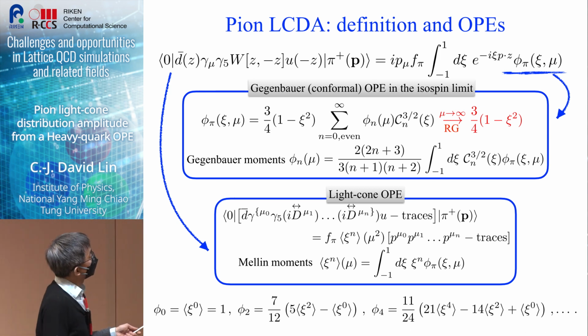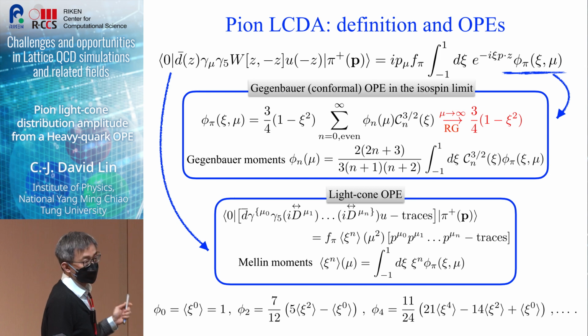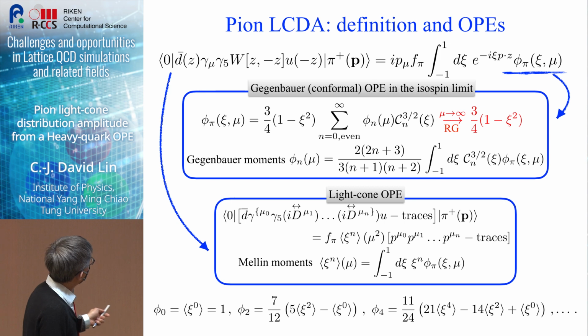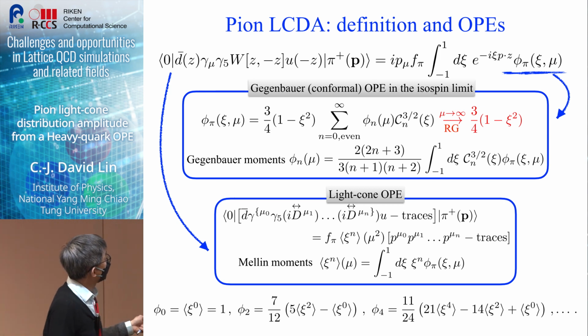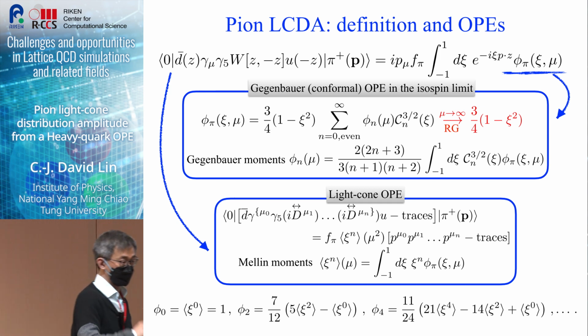On the left-hand side of this formula, you have this matrix element of a pion going to vacuum, sandwiching this operator with a Wilson line W here going from minus Z to Z, and this should also be in the Lycon direction.